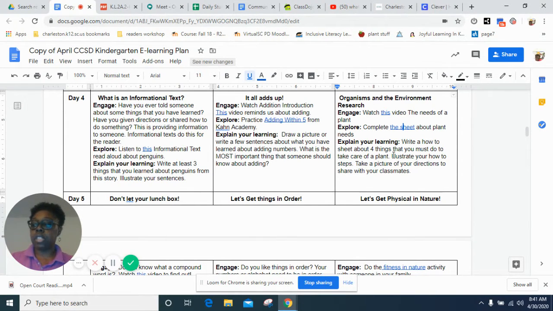Today for science, we're going to do a couple things. We're going to learn about what a habitat is, the word habitat. And then we're going to go on a virtual field trip to a rainforest. Remember, yesterday we learned about rainforests. So today we're going to take a virtual field trip to a rainforest, and you get to explore the rainforest today.